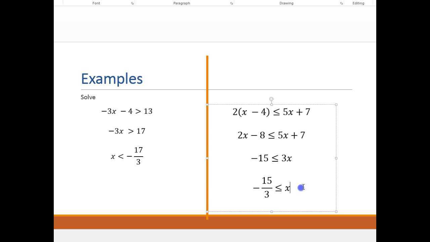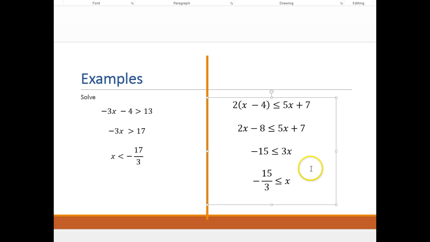We look at our next problem. We have negative 2 times x minus 4 is less than or equal to 5x plus 7. We're going to distribute on the left-hand side. We get 2x minus 8 is less than or equal to 5x plus 7. I'm going to subtract 2x from both sides. Subtract 7 from both sides. We get negative 15 less than or equal to 3x.